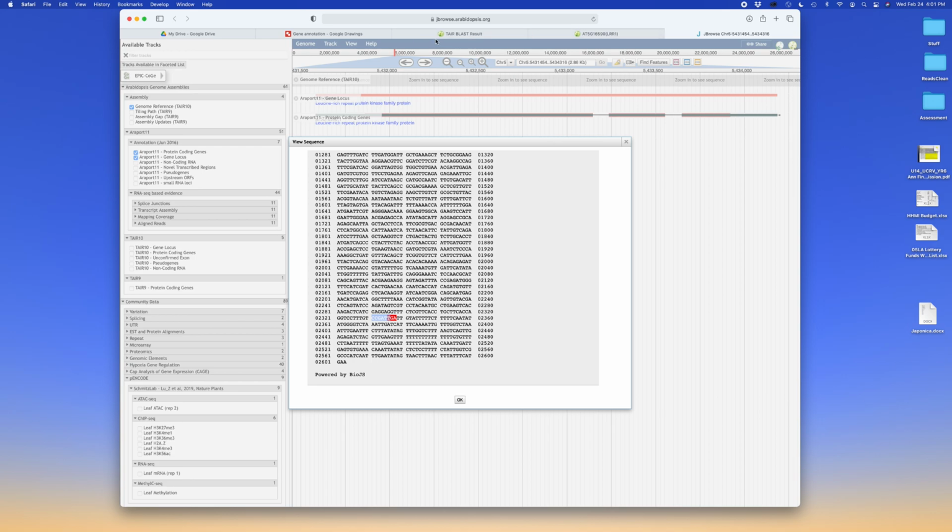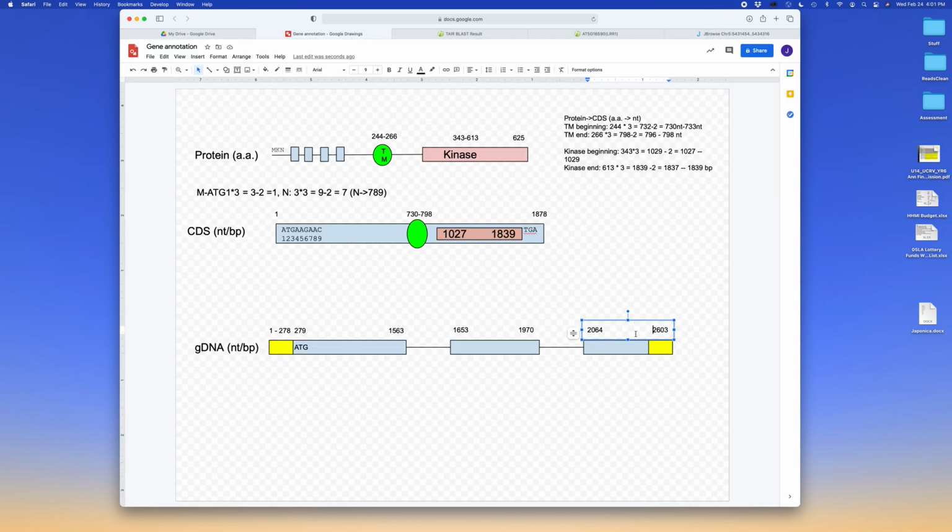Okay, so let's go back over here. 2336 is stop, and then the end of our gene is 2603. There. Okay, and we will put in our stop. And I did check, it is TGA, so that's our stop codon. There. Now we've got our gene annotated.